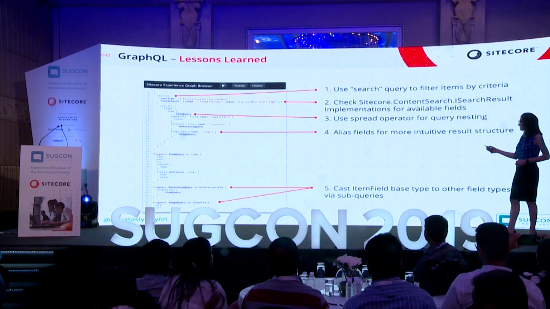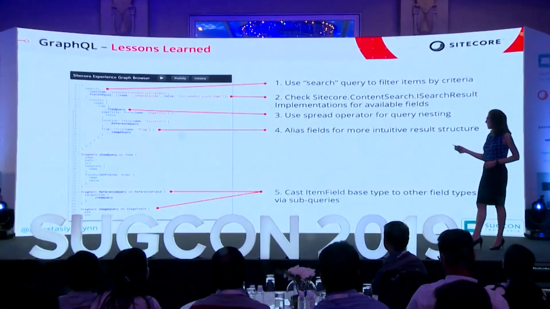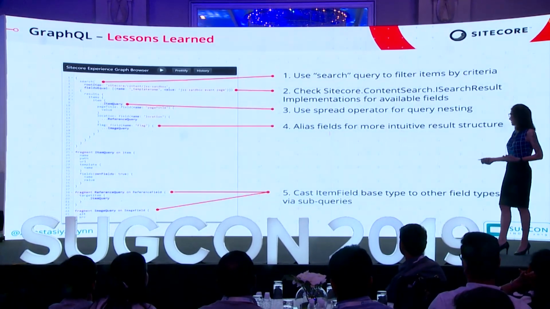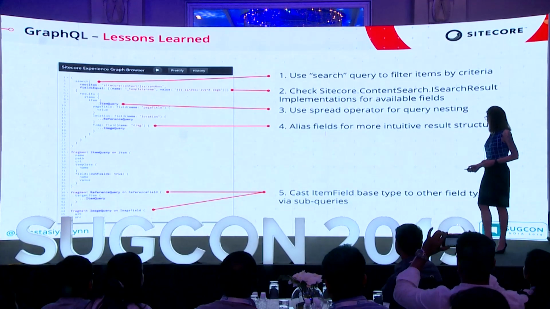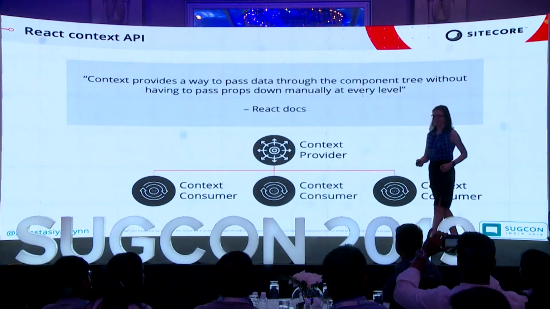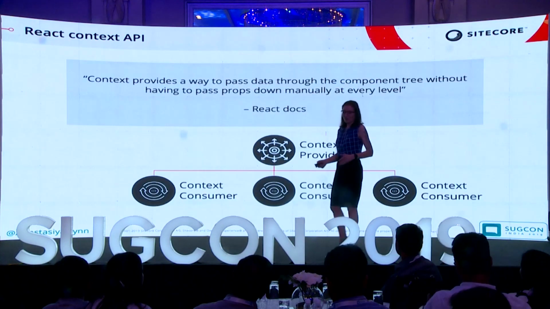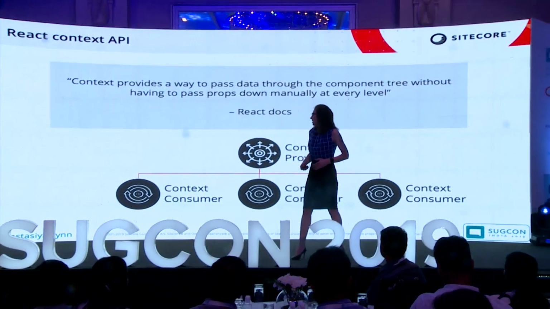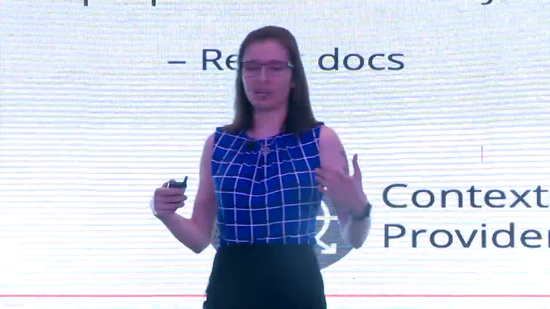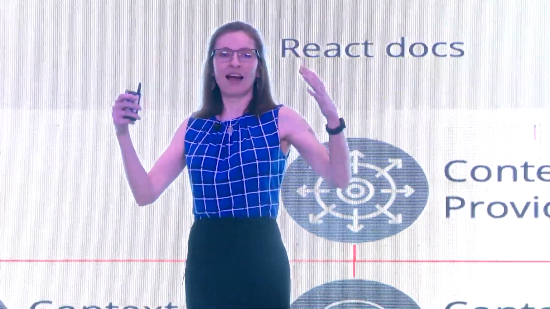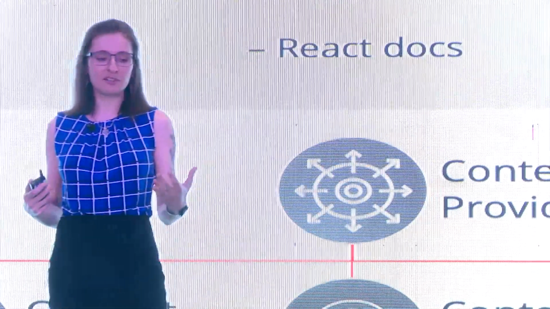Using aliases, using the spread operator to use fragments, and then casting types to do subqueries. To have multiple search components on the page, all talking to each other, but have one context of search results.